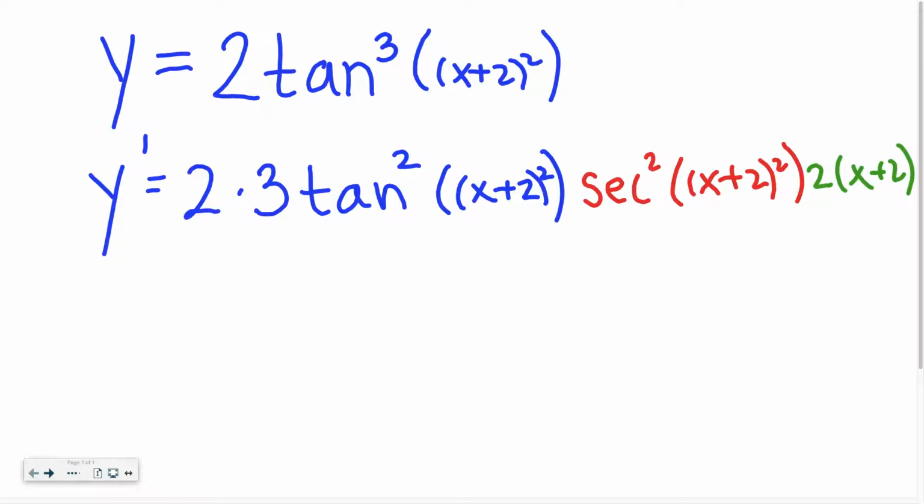Okay, ask me a question. What can I help you process through? Yeah, and we can make it look prettier, but that's it. Our outer function was a power. We did the power rule and left everything the same. Inside of our power was tangent. We took the derivative of tangent, leaving the inside alone. Inside of tangent was this polynomial. We took the derivative of the polynomial.